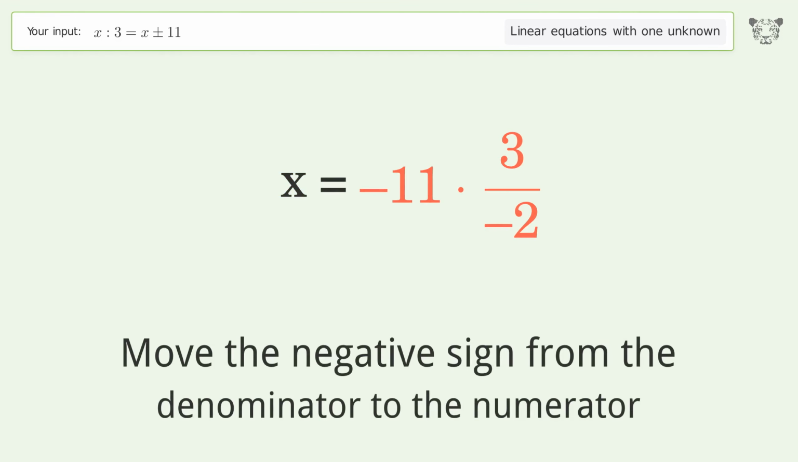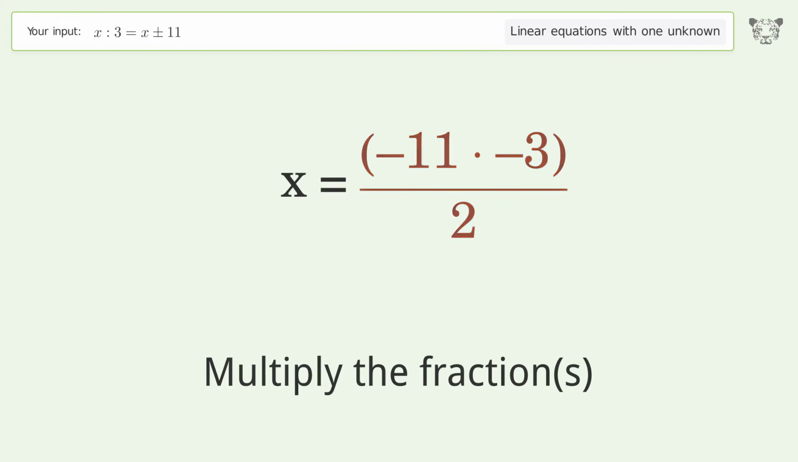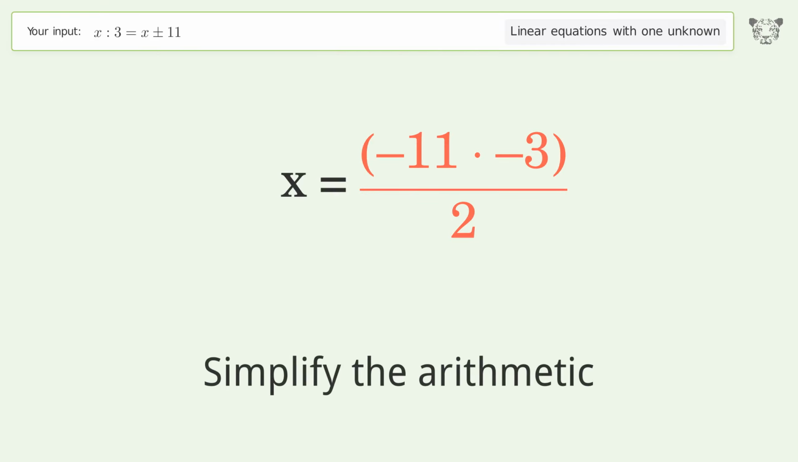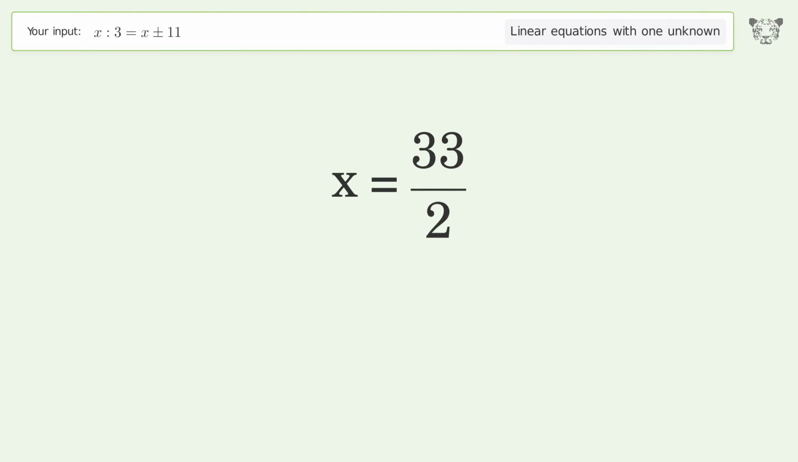Move the negative sign from the denominator to the numerator. Multiply the fractions. Simplify the arithmetic. And so the final result is x equals 33/2.